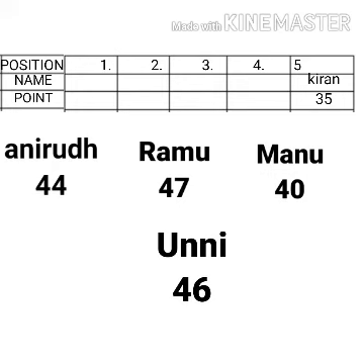Then who got 40 marks? Oh, Manu got 40 marks. So the fourth rank will be Manu. Then next, who is in third rank? Unni has 46 marks, Ramu has 47 and Anirudh has 44. Who is in third rank? Yes, Anirudh has 44. Others are above 44. So Anirudh is in the third rank.